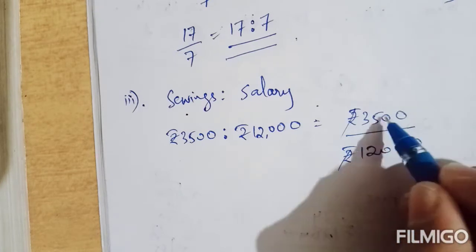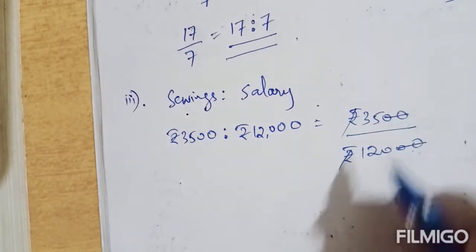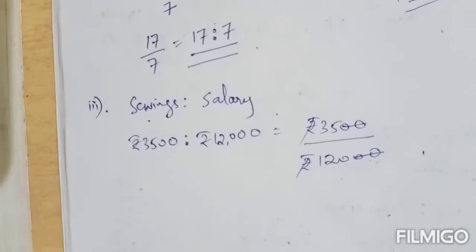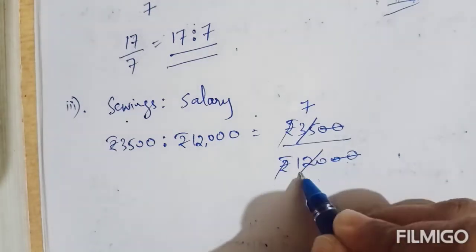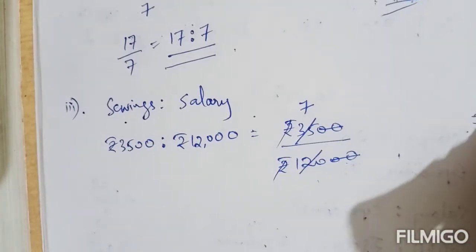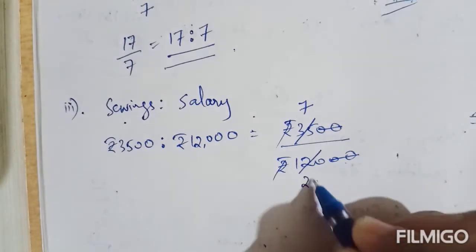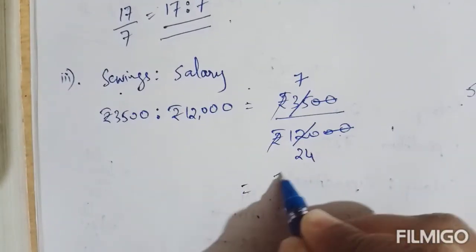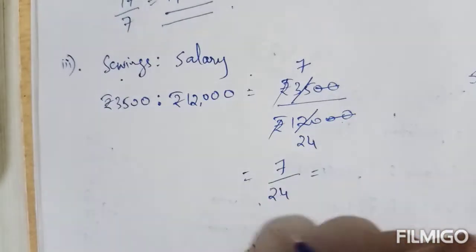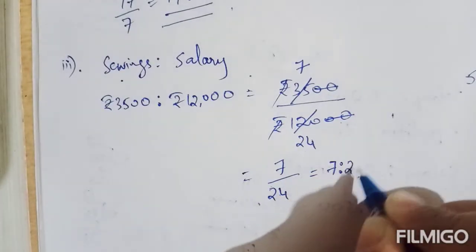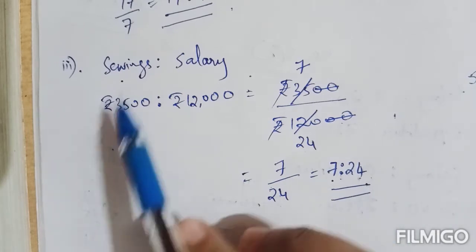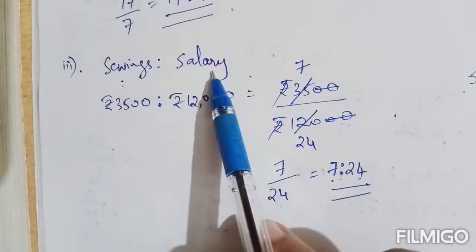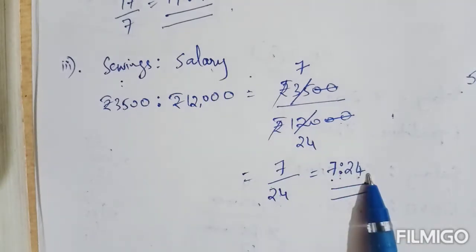Rupees we can cancel, 2 zeros we can cancel. Now 35 and 120 will go in 5. 35 divided by 5 is 7. 120 divided by 5, what will you get? It is 24. So 7 by 24 we got. Now 7 by 24 we can write as 7 is to 24. A by B, we can write as A is to B. So 7 is to 24 is the ratio of savings and salary. That is, savings is to salary is 7 is to 24.